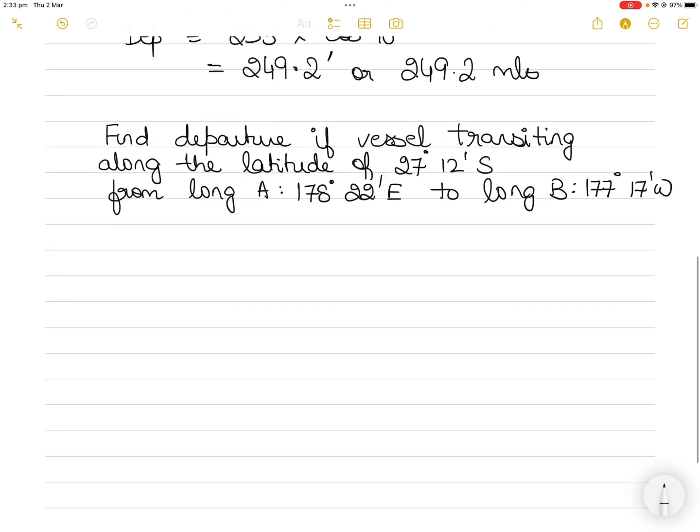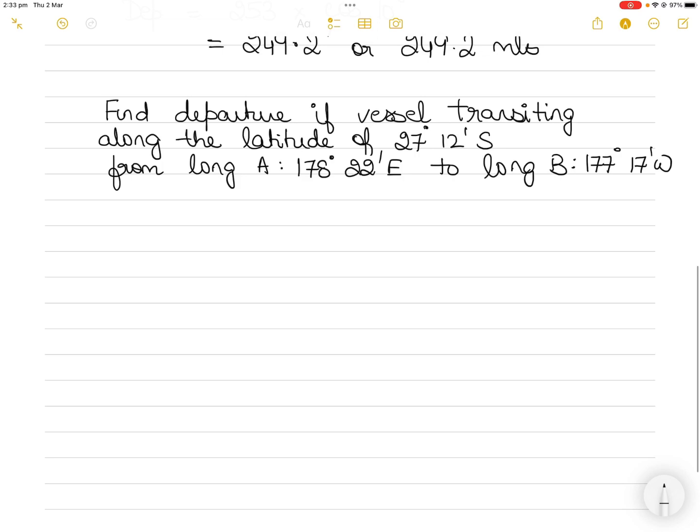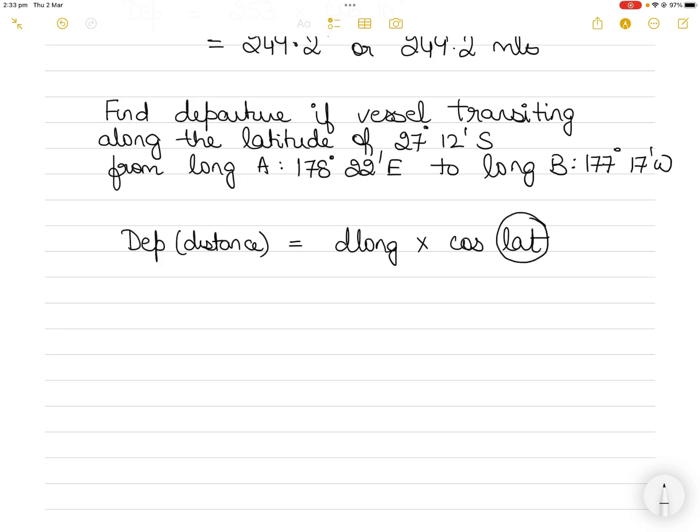So sailing along the same latitude is called parallel sailing. If you see only one latitude given in the question, you know it's parallel sailing. So remember, departure, which we can also call distance, an east-west distance, equals d long, which must be in minutes, multiplied by cos of latitude. The latitude is given to you, 27 degrees 12 minutes, and d long you have to find out.